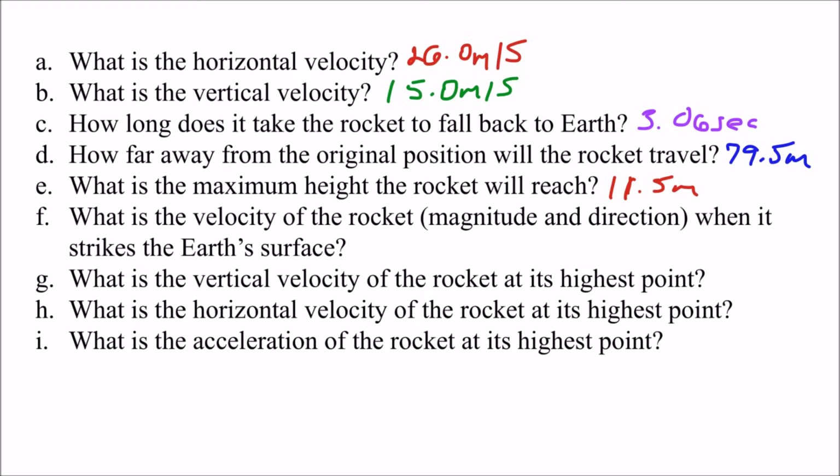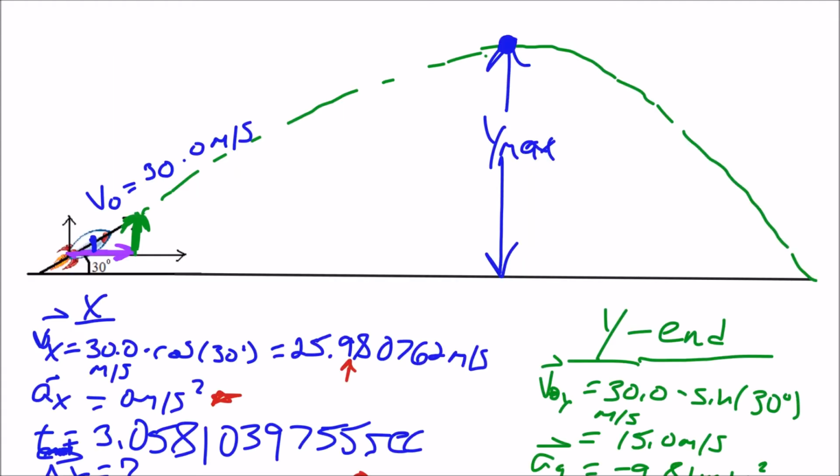All right, the next question that they're asking me is, what's the velocity of the rocket, magnitude and direction, when it strikes the Earth's surface? Okay, well, when the rocket strikes the Earth's surface, that means we're back over here again, okay? So since we're back over here, let's take a look at that.